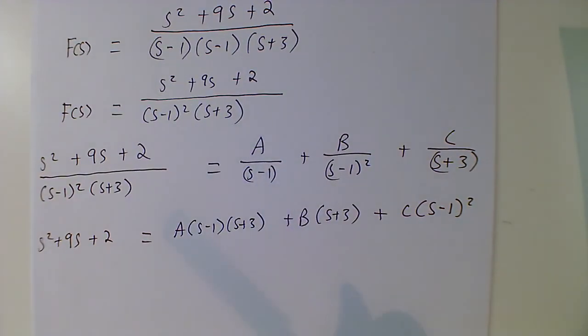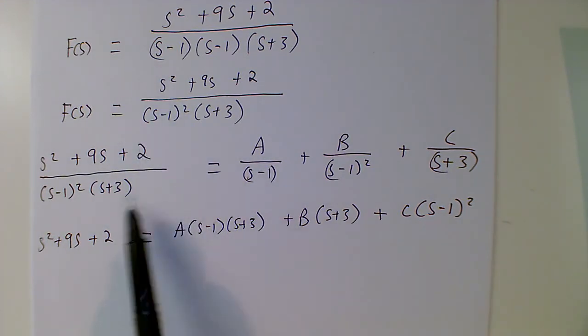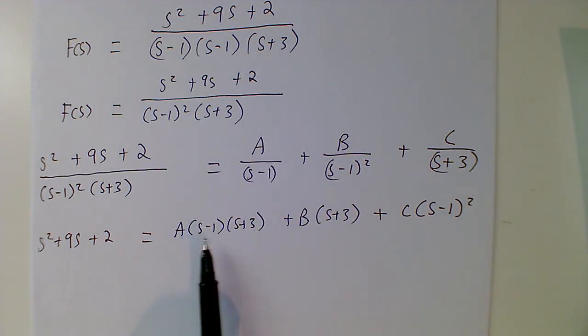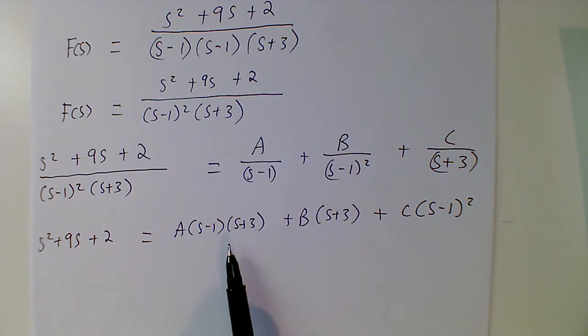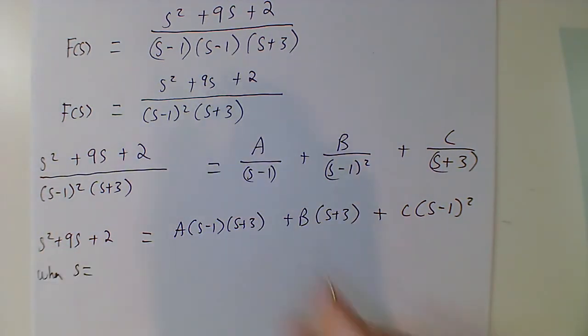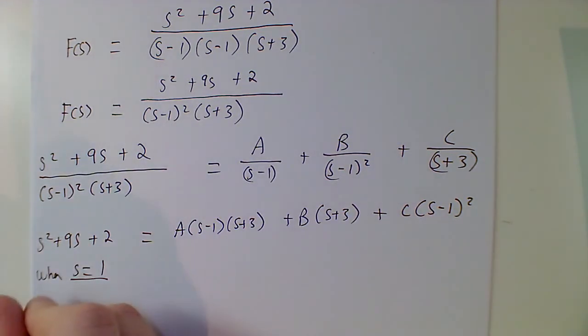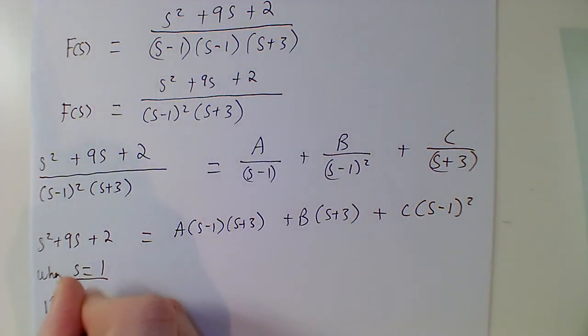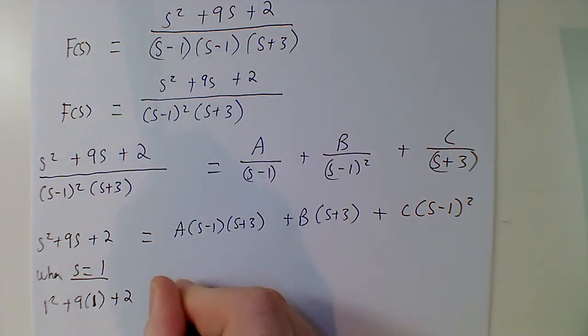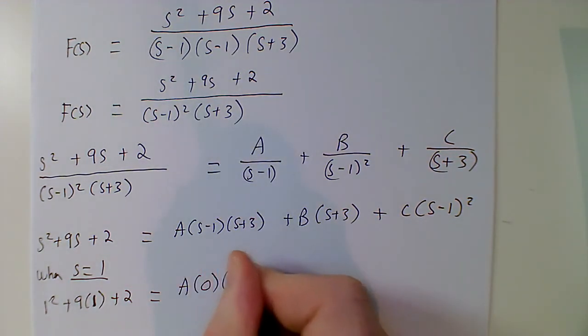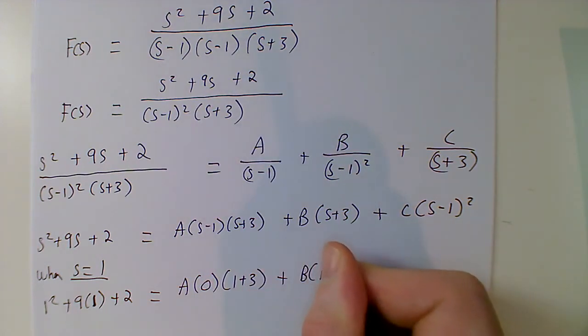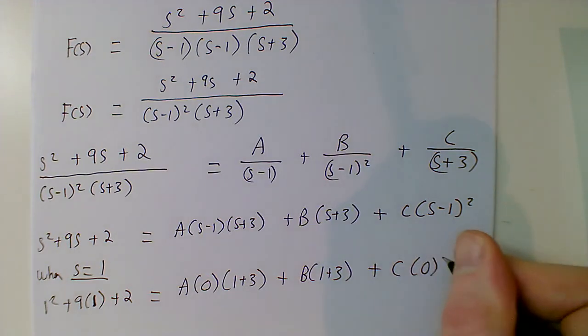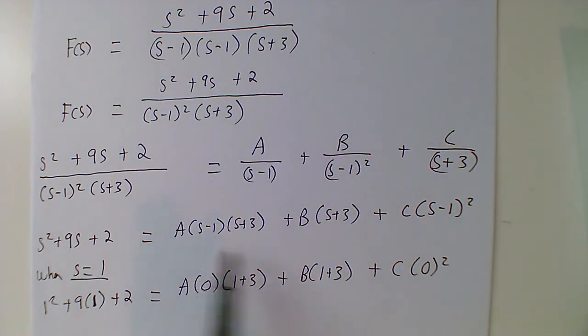Okay, now remembering when you've got the repeated linear factor, exact same process: you find whatever makes that first bracket 0, we find whatever makes the second bracket 0, and then you just choose a random value for s, normally 0. So when s equals 1, we substitute 1 in: 1 squared plus 9 times 1 plus 2 equals A times 0, plus B times 1 plus 3, plus C times 0 squared. Because remember the whole point of making s 1 is to make those brackets 0.